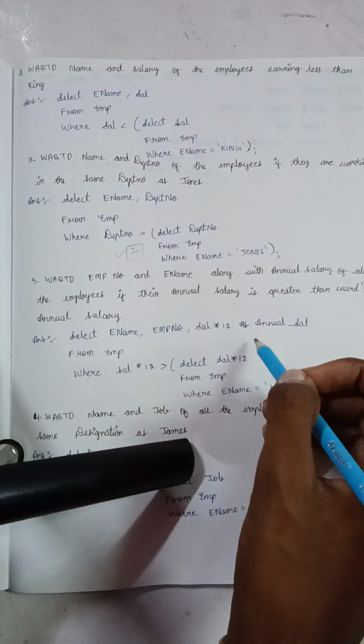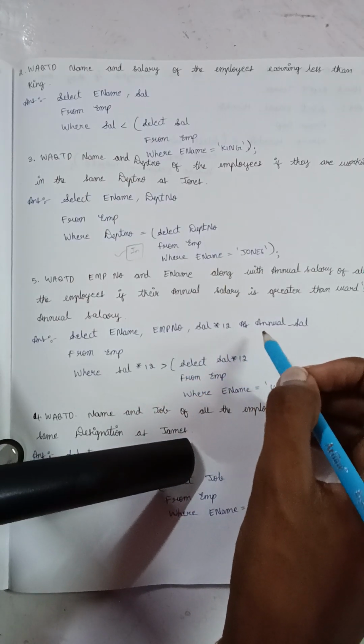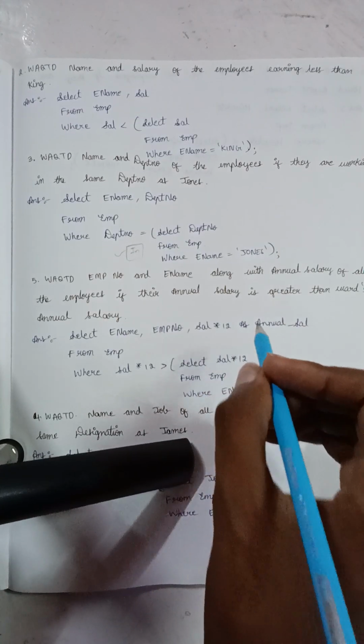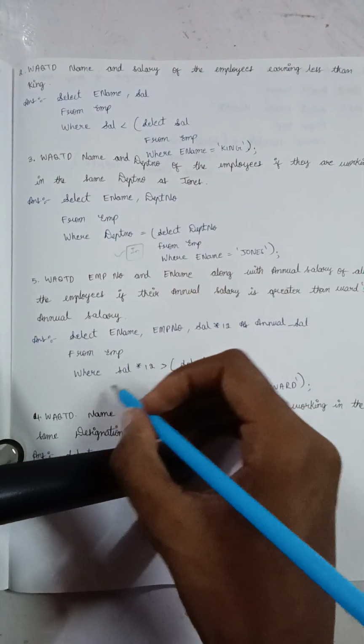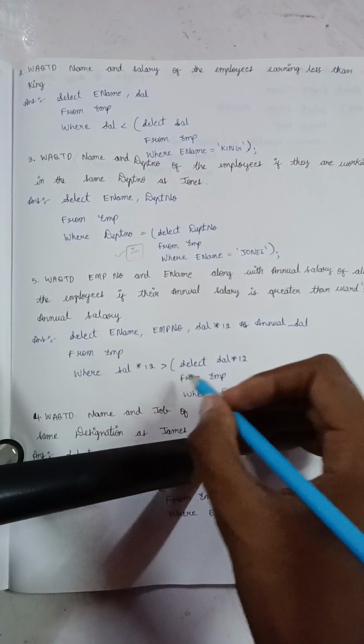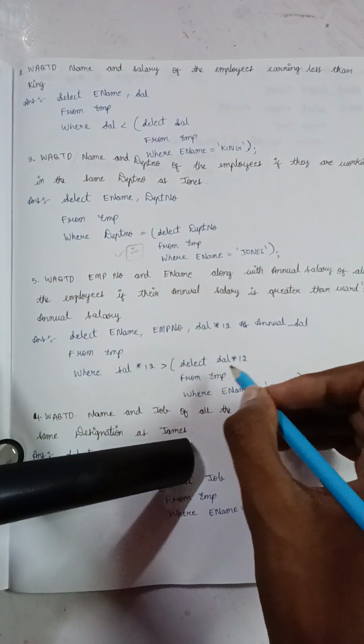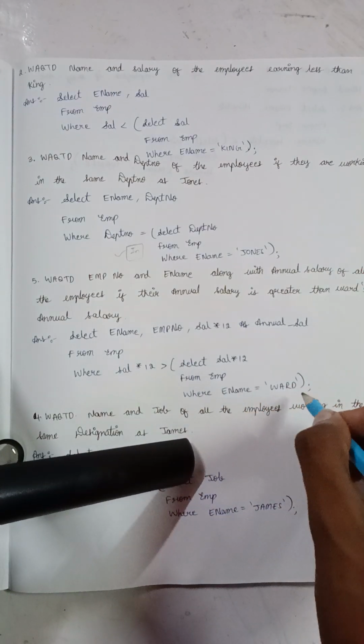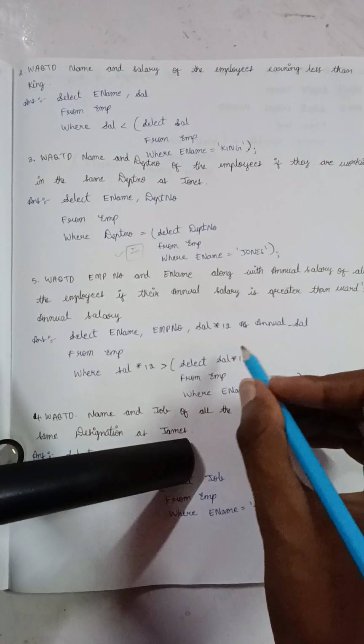The compiler will not understand the alias in the where clause. So here we want to write salary into 12 greater than (select sal into 12 from EMP where ename is equal to Ward). So here we will get the annual salary of Ward.